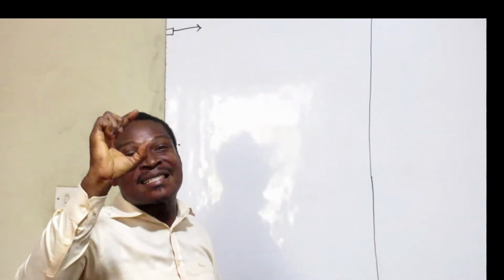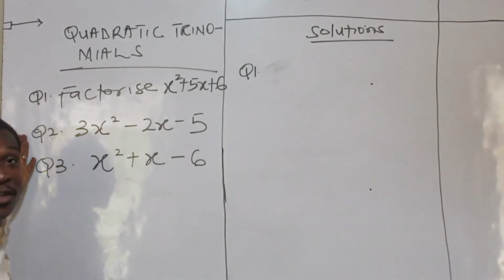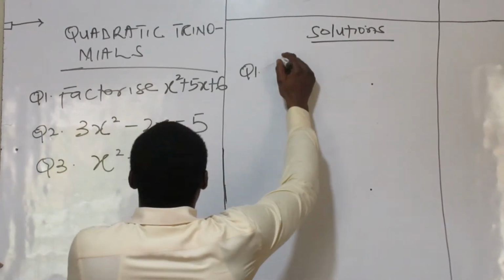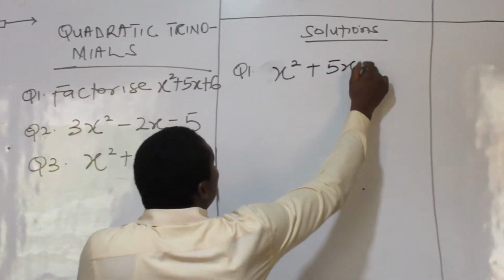Let's see how we will understand quadratic equations within just 60 seconds. That is the challenge. Let's go. Okay, let's look at the solutions to these questions. Let's start with the first one: x squared plus 5x plus 6.